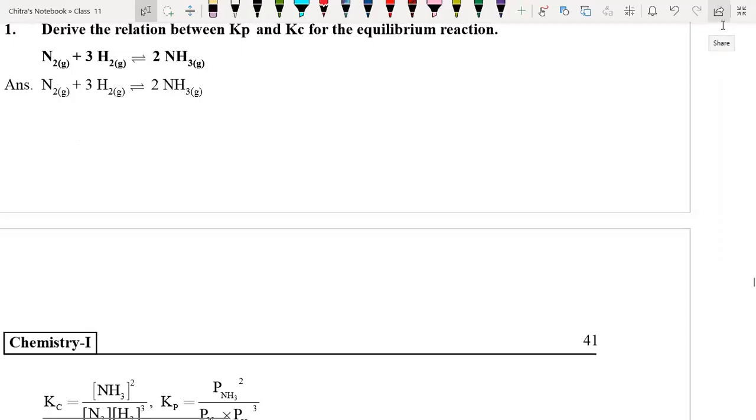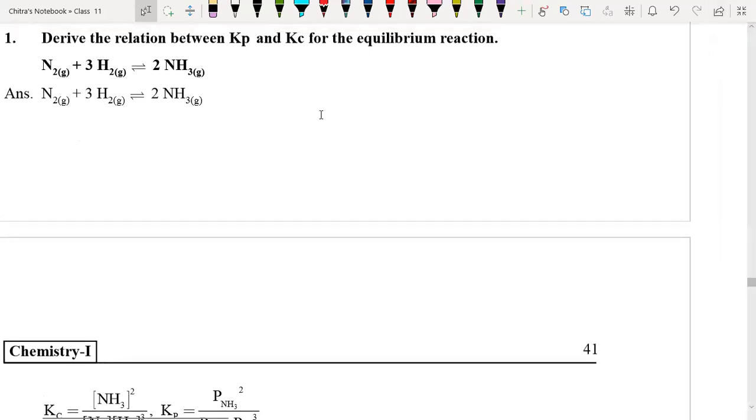Today we are going to understand the relationship between Kp and Kc. Kp and Kc are nothing but equilibrium constants. K is for equilibrium constant, and P we use for the gaseous reactant and gaseous product. That P represents the partial pressure of the gaseous reactant and product, and here that C represents the concentration of the reactant and product.